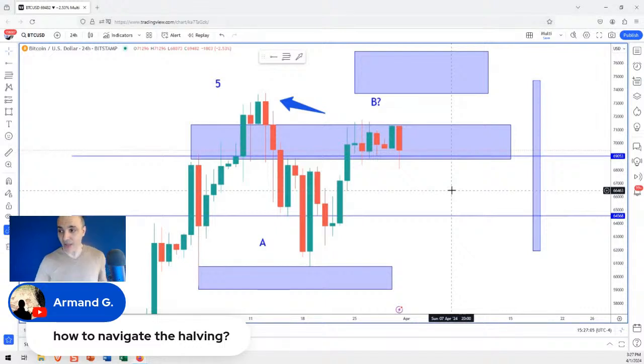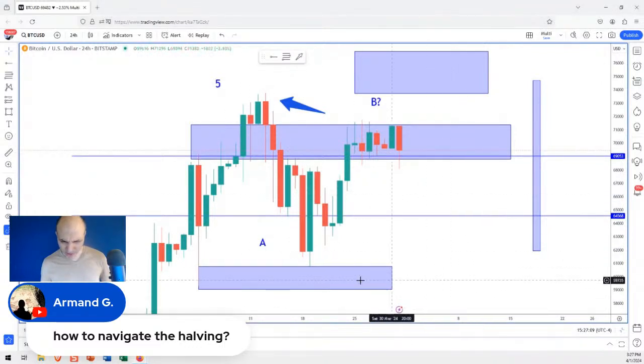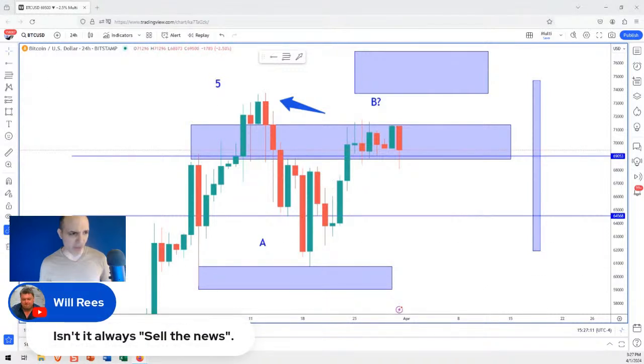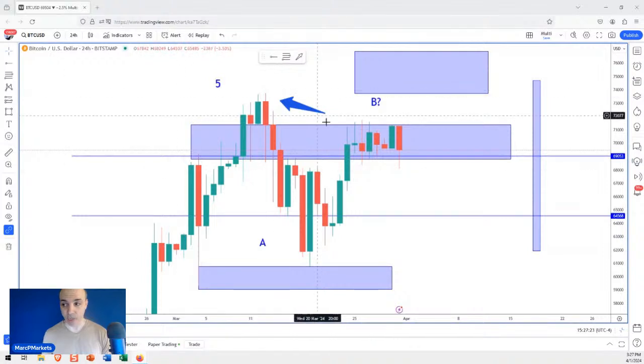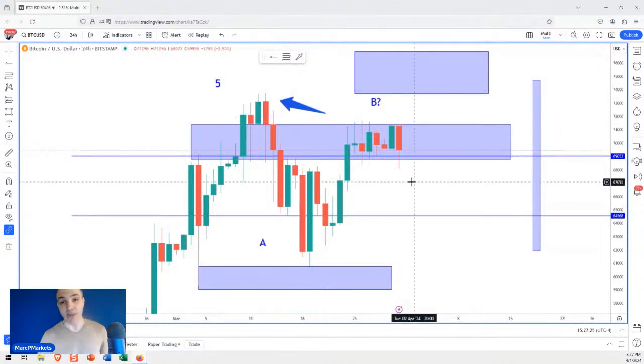Now, how to trade the halving? Understand something. So Will says here, isn't it buy the rumors, sell the news? Yes, that's a very typical thing, and I'm a believer in that. Usually they hype something up, and then everyone thinks that there's going to be some kind of spectacular event. Meanwhile, it's buy the rumor, sell the news. So you buy all the hype, and then you get out when the actual event takes place, right? That's a very old concept.